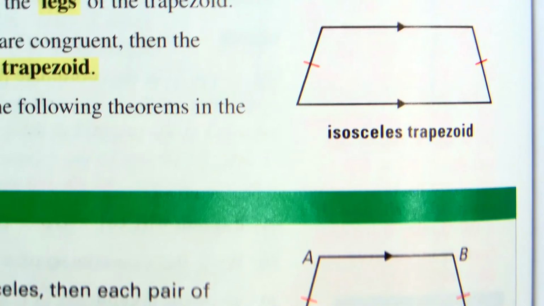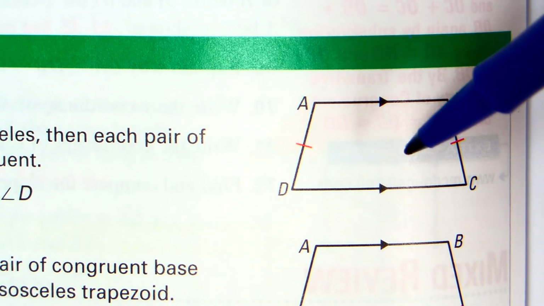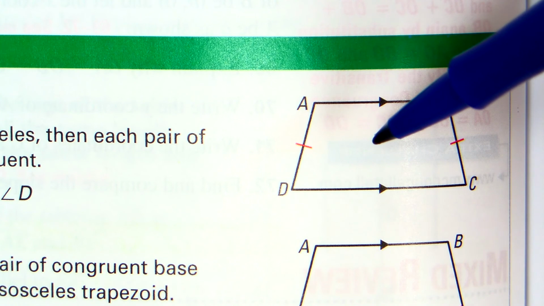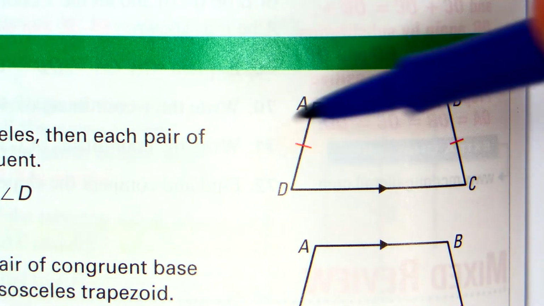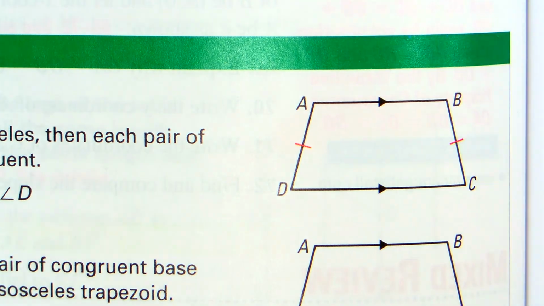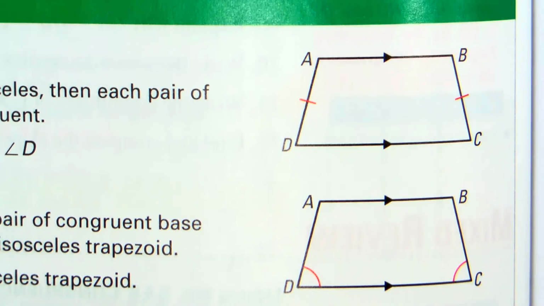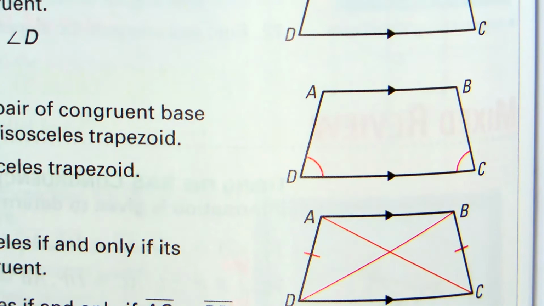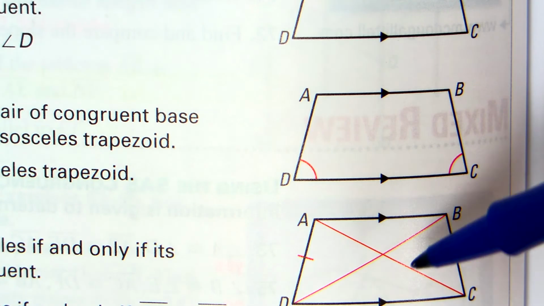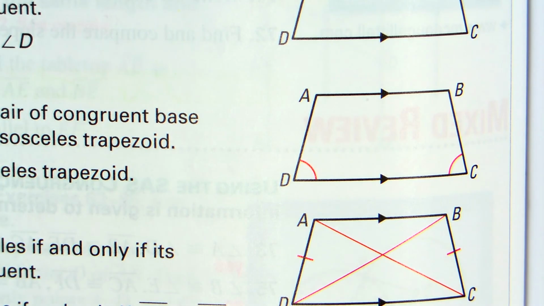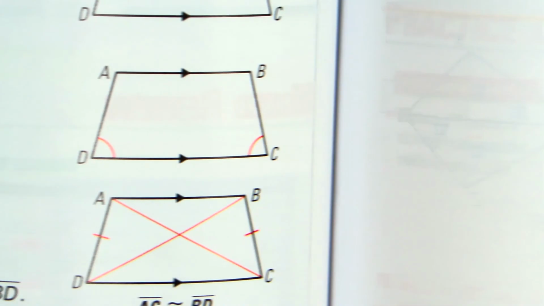The properties of a trapezoid say that if it's an isosceles trapezoid, then each pair of base angles is congruent. So angle D would be equal to angle C, and angle A would be equal to angle B. Also, if a trapezoid has a pair of congruent base angles, then that would make the opposite sides congruent, which would make it isosceles. And lastly, if a trapezoid is isosceles, then the diagonals are congruent. So only when a trapezoid has the special property of being isosceles are the diagonals congruent.